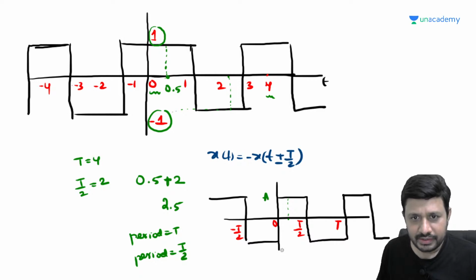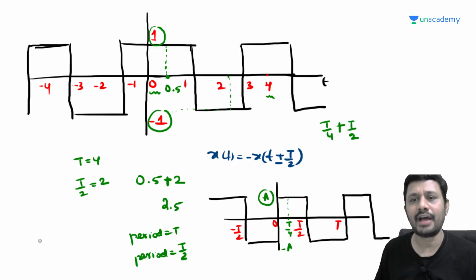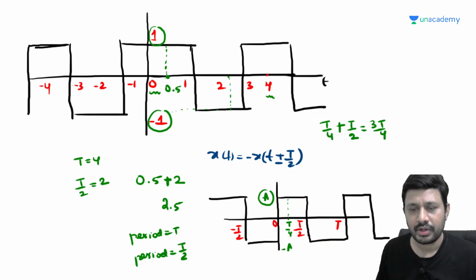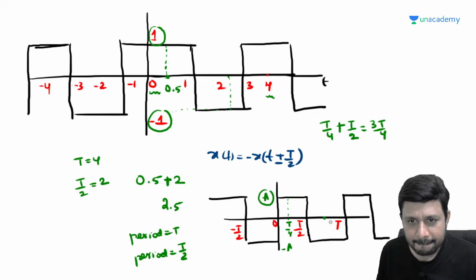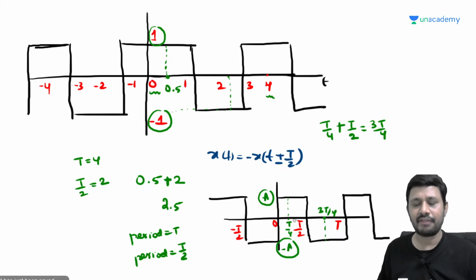Say this value is A, this value is -A. Now T/4 I am taking. At T/4, what is the value? A. Now to this T/4, add half of the period, or you can subtract half of the period. What happens if I add half of the period? T/4 plus T/2 is 3T/4. Now 3T/4 will be somewhere here. What is the value? -A. So the values at T/4 and 3T/4 are equal and opposite. Yes, this is half-wave symmetric.